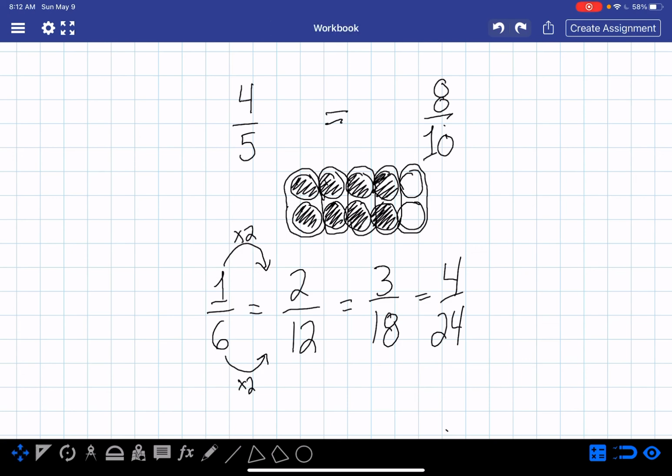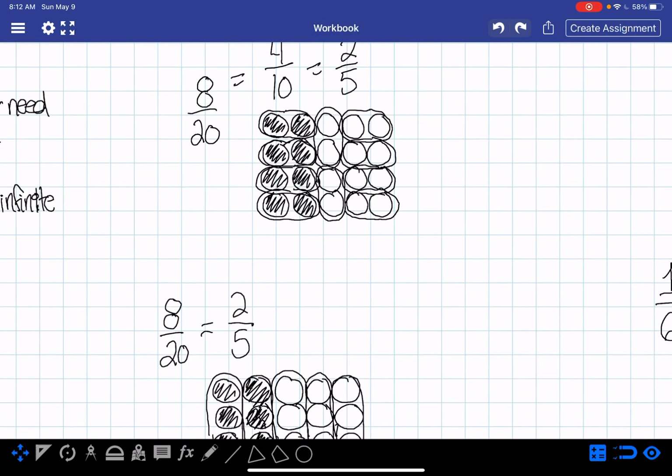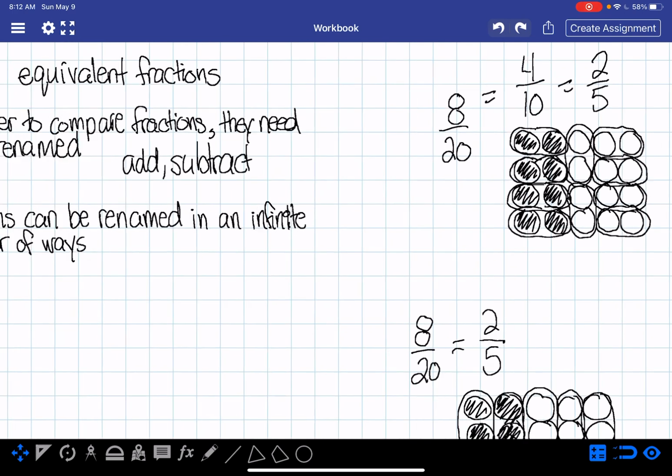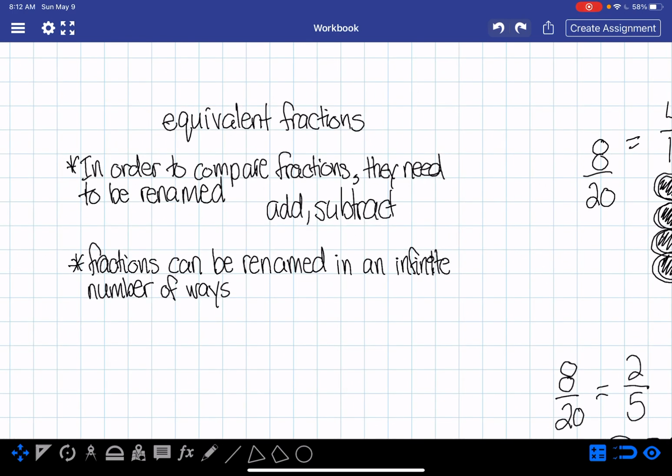So you can look at our models, okay? You can look at our big ideas, and we proved that in order to compare fractions, they can be renamed. And you rename them to compare them or to even add and subtract them. And now we just proved that fractions can be renamed in an infinite number of ways.